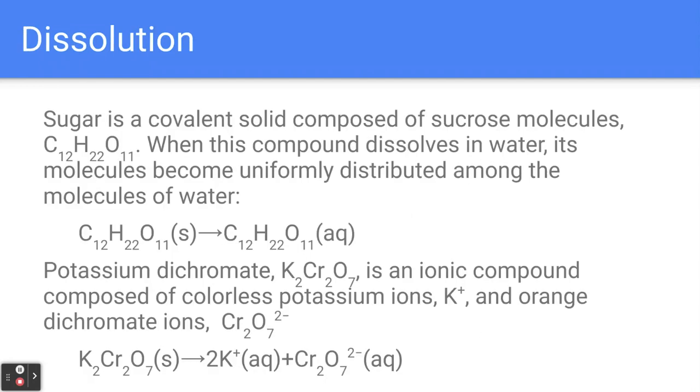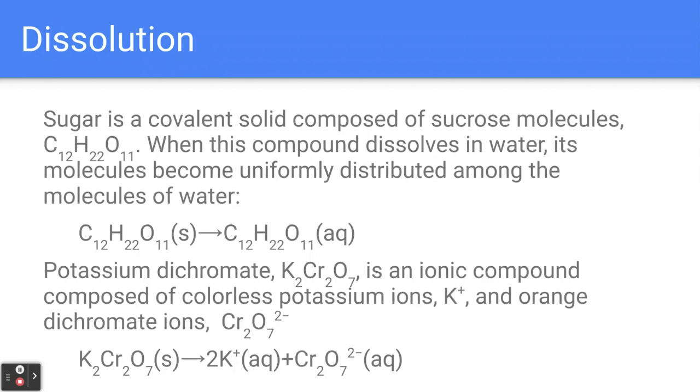So we have a process called dissolution. Another way to think of this is dissolving. When we have something like sugar and we dissolve it into water, what we get is the sugar molecules being distributed amongst the water molecules.